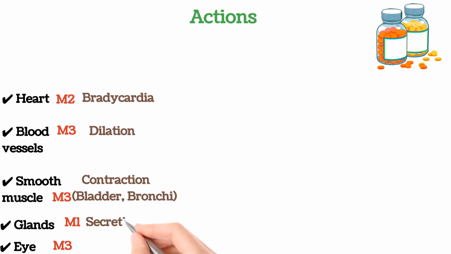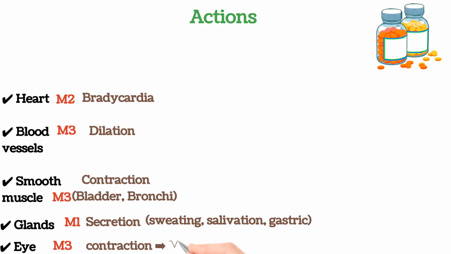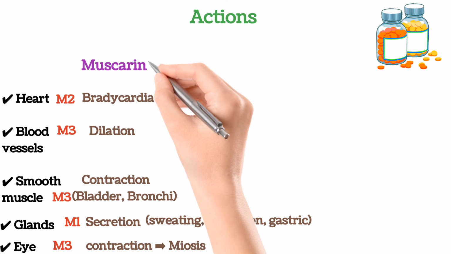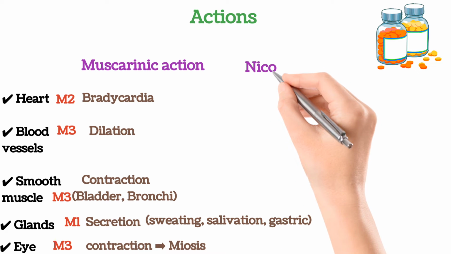And in glands also, it will cause the glands to secrete, like sweating, salivation and gastric secretion. Secretion will increase. And in the eye, it will cause constriction of the pupil, causing miosis, a miotic action. This is all about the muscarinic action we have discussed.